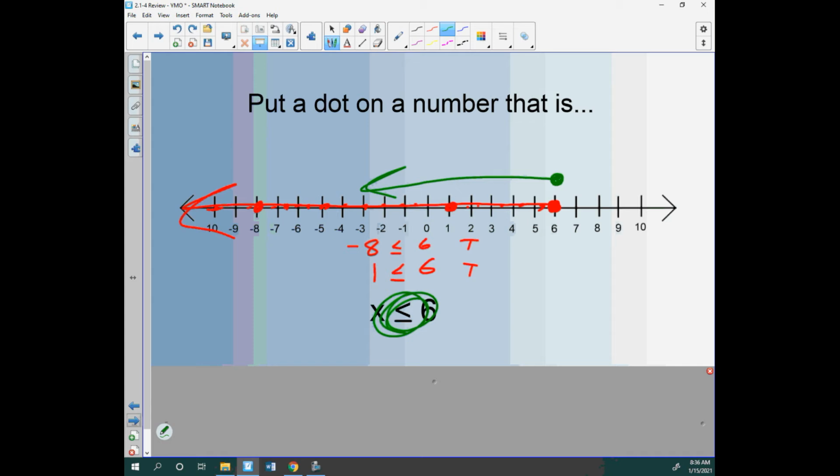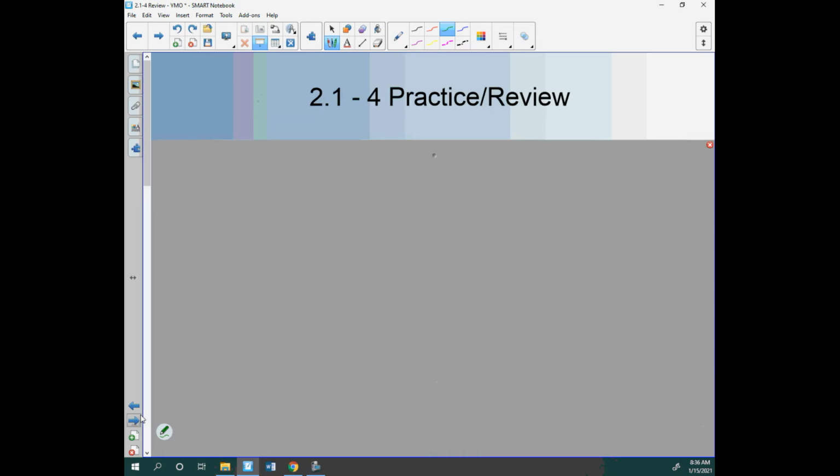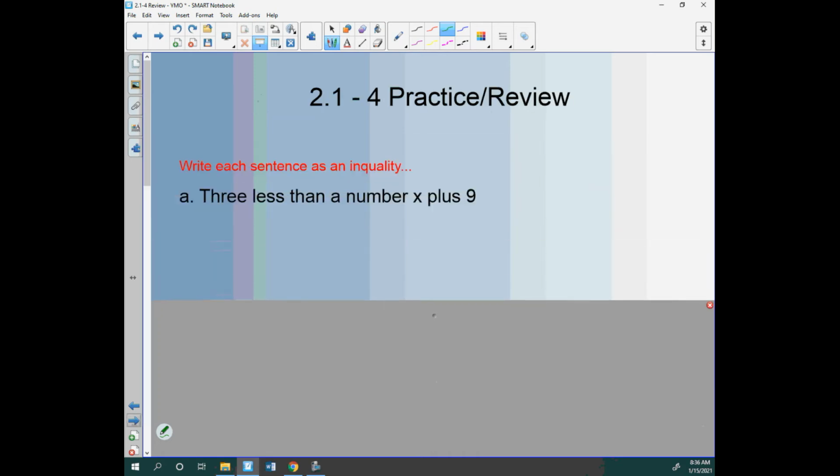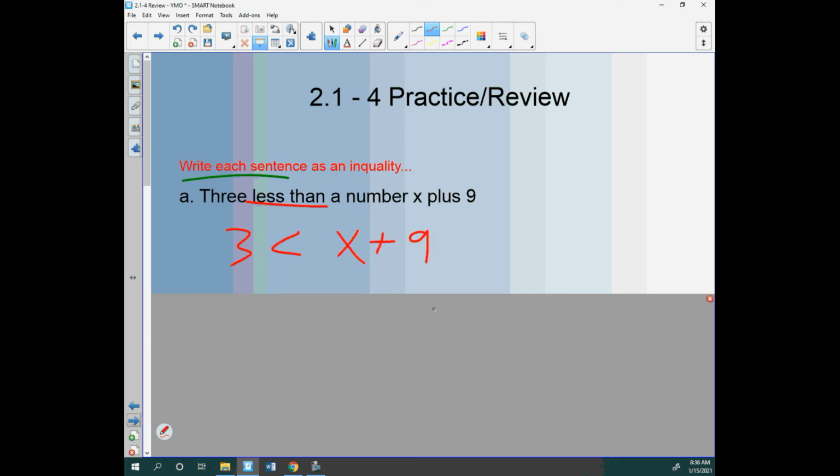Okay, so real quick review on that. Let's just take a look at these. Write each sentence as an inequality. 3 is less than a number x plus 9. Well, let me just do that. 3 is less than a number x plus 9. That would be the answer to that.